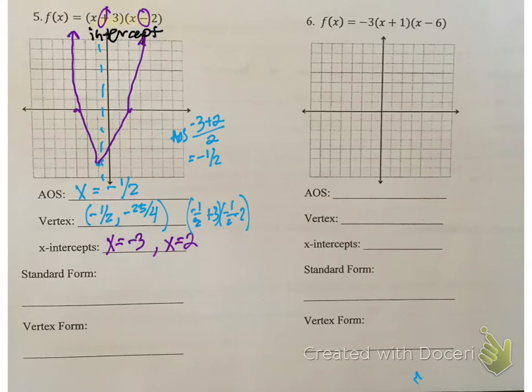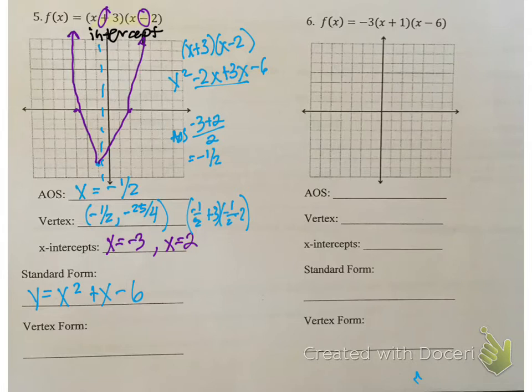So I'm going to take x plus 3, x minus 2, and FOIL it. So you get x squared minus 2x plus 3x minus 6. Combine in the middle. So standard form looks like y equals x squared plus x minus 6. And then you are done with that.